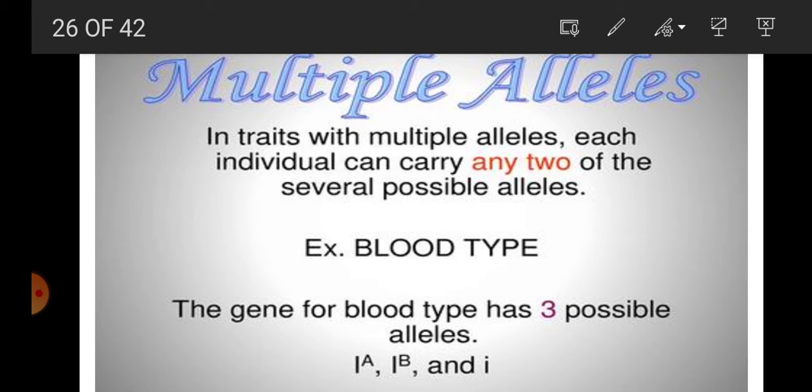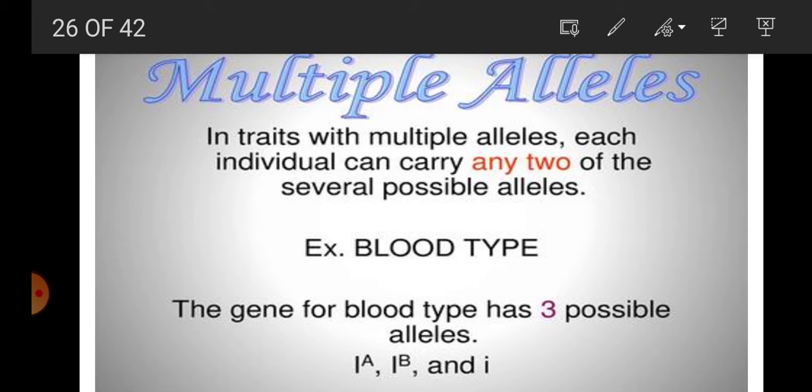Today we will start to study about multiple alleles. Most genes occur in two alternative forms, both influencing the same trait and occupying the same locus in homologous chromosomes. Such different forms of the same gene are referred to as alleles. Some genes, however, may occur in more than two allelic forms, and these allelic forms are collectively known as multiple alleles.